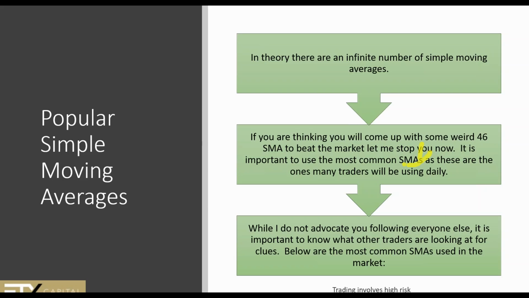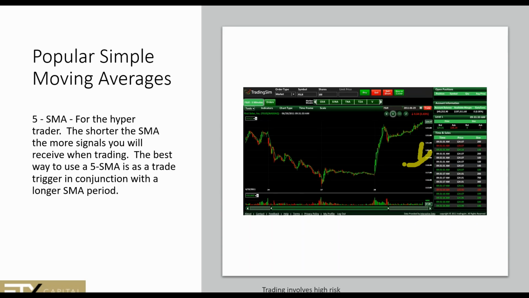So we try to use the most common. We try not to go out to left field and come up with something unique. Also, if you do, you have to back test it, you have to test it forward, you have to do everything, and you're going to find out that it doesn't make much of a difference. Because a lot of times we'll talk about a 9 or a 10-period moving average. You decide which one you prefer. It's not going to change the strategy. So while I do not advocate you following everyone else, it's important to know what other traders are looking at for clues. So let's start.